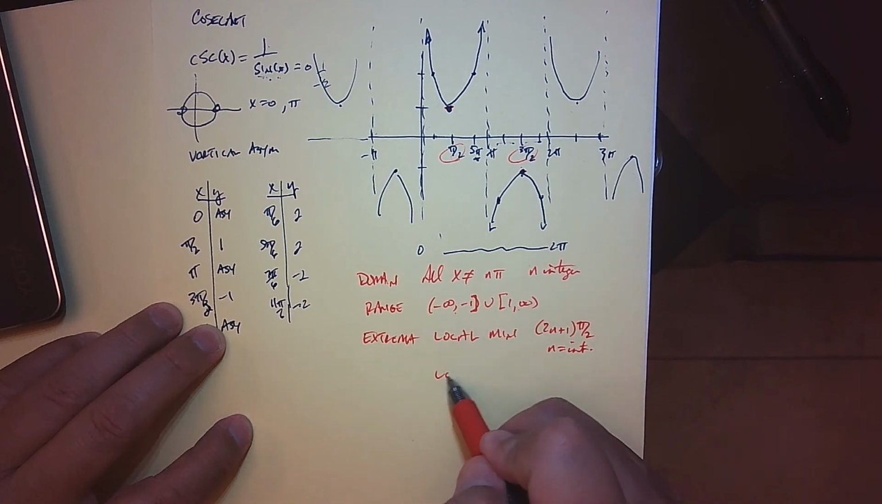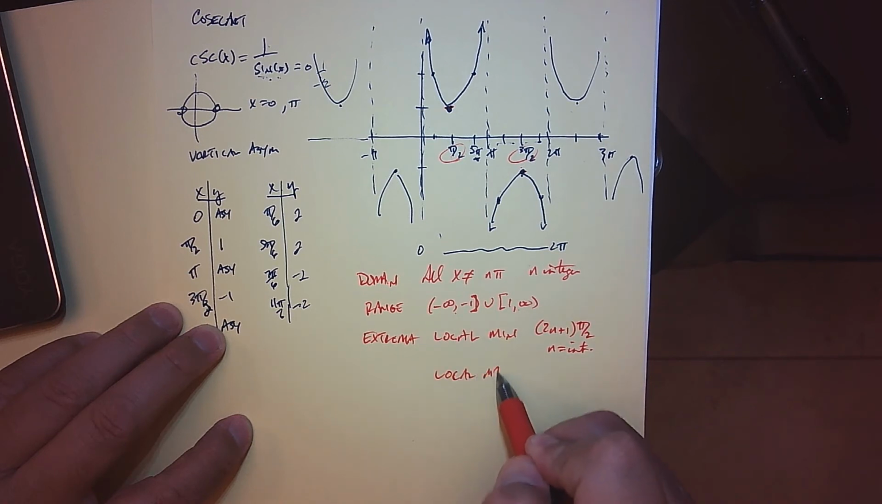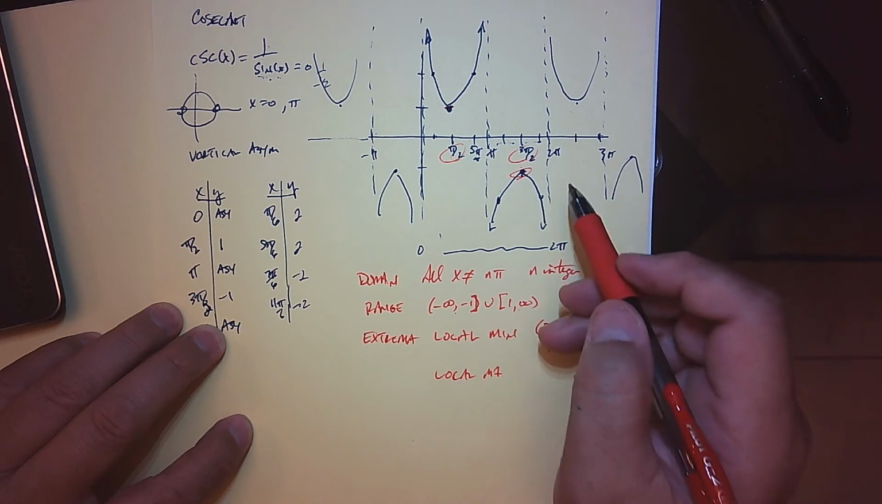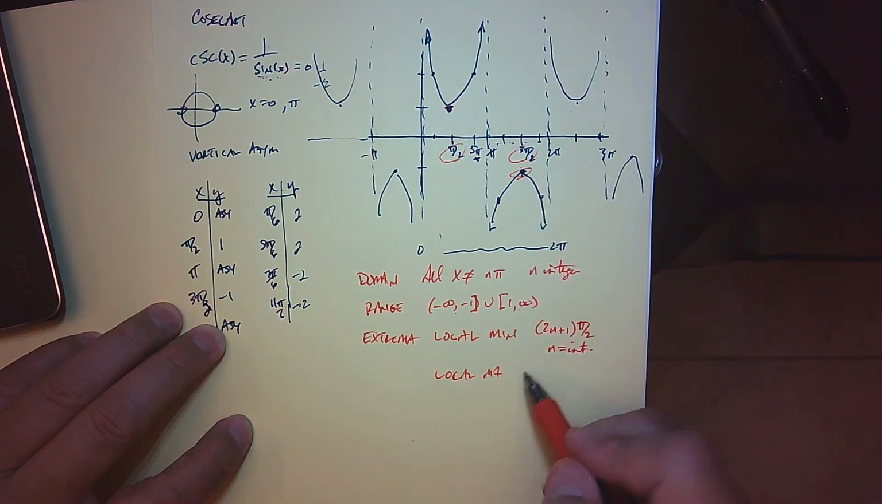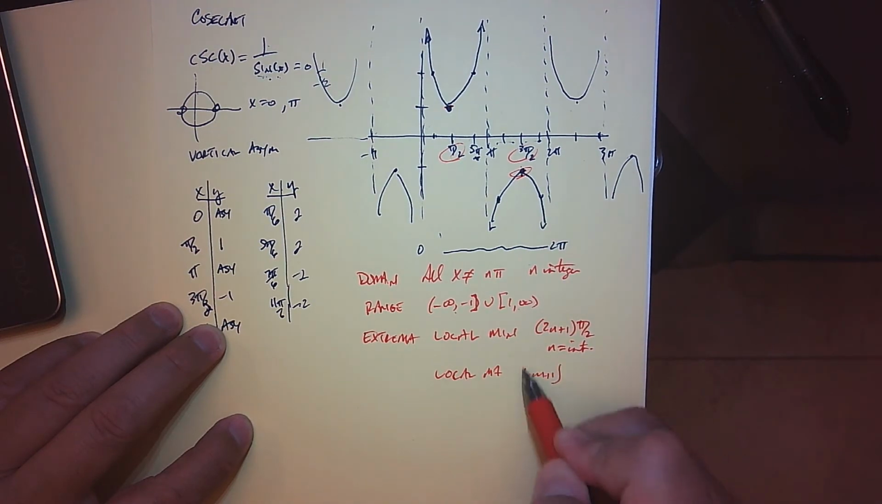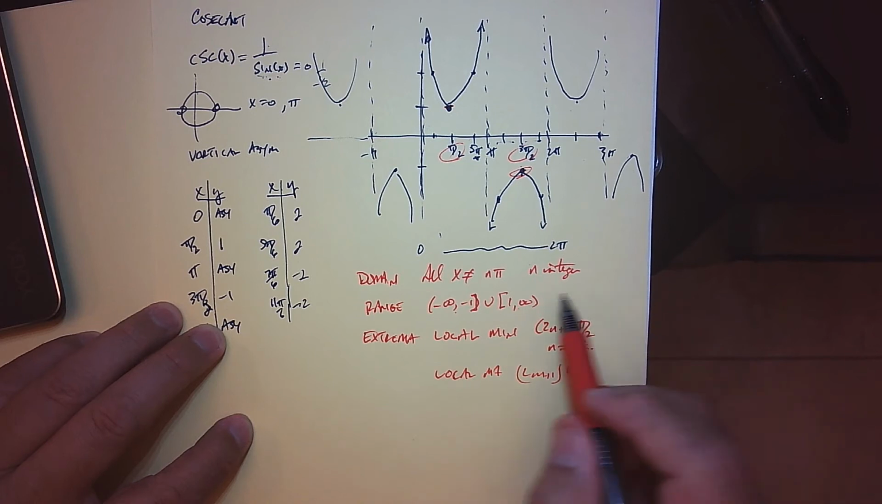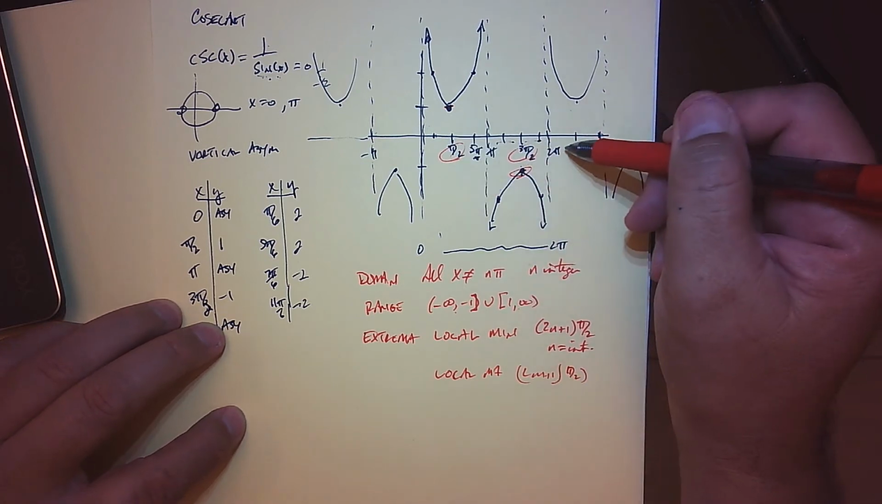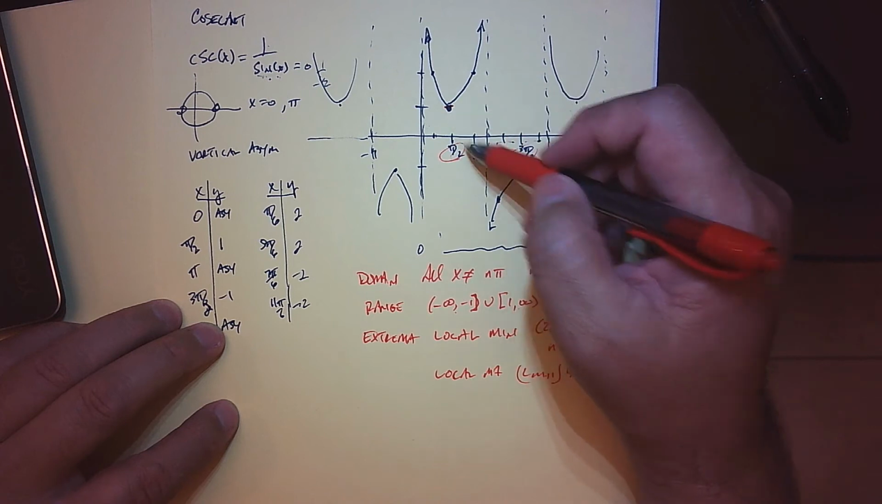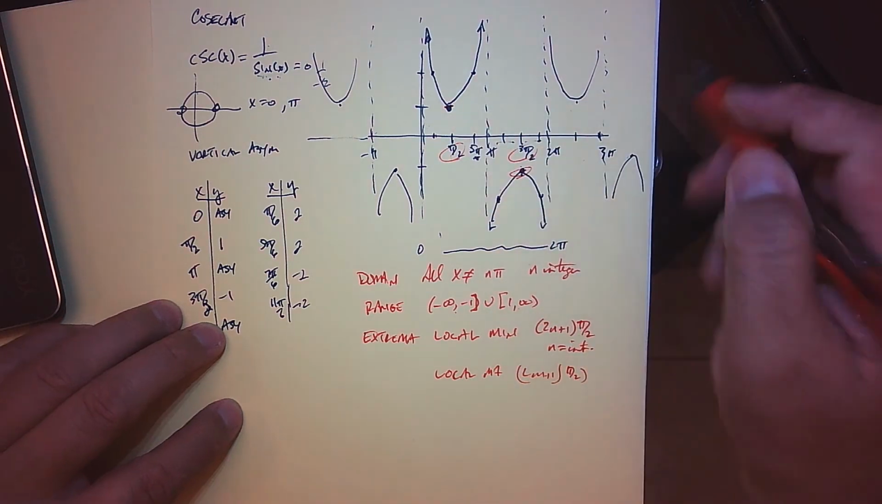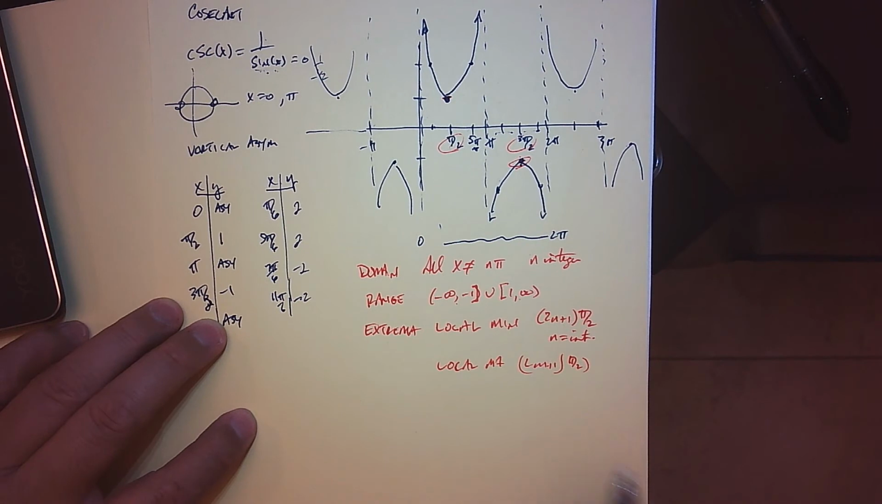And we have a local max, right? The local maxes are also occurring at odd multiples, 2n plus 1 times pi over 2. All right, so I guess we can distinguish one from the other, but we basically have local mins and local maxes at odd multiples of pi over 2.